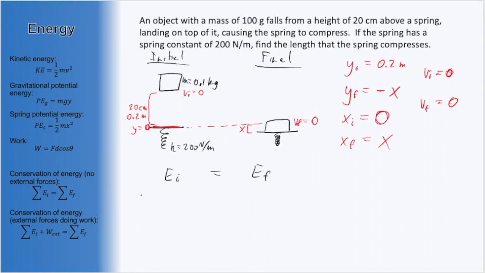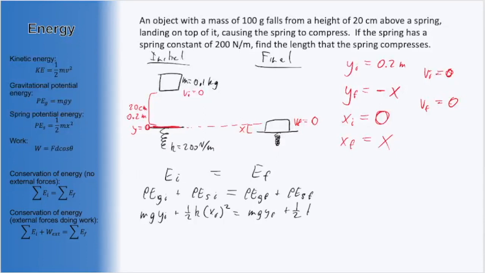So on the left side, we should have potential energy due to gravity initial, plus potential energy due to a spring initial. Add those up and we should get potential energy of gravity final, plus potential energy of a spring final. Using our equations for potential energy, this should end up looking like mg times y initial, plus 1/2 times the spring constant times the initial stretching of the spring squared, equals mg y final plus 1/2 k x final squared.